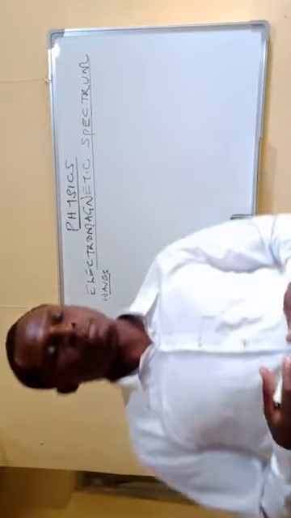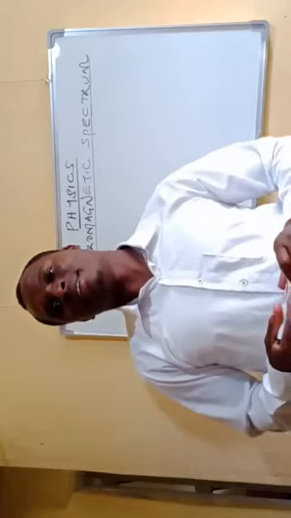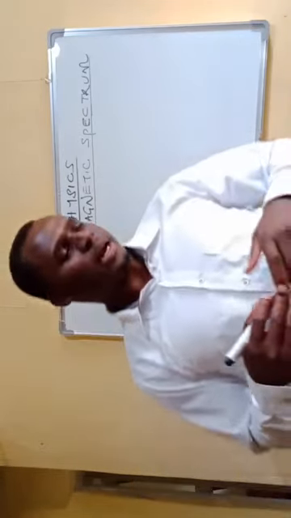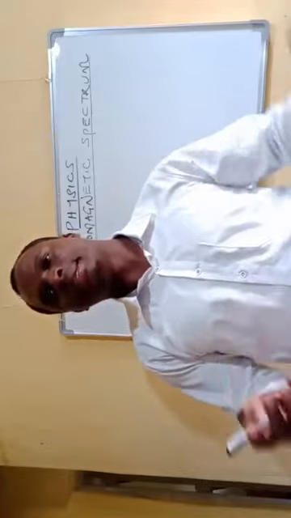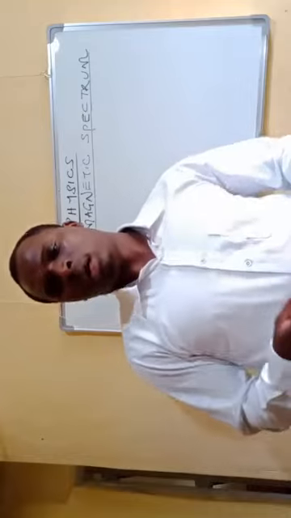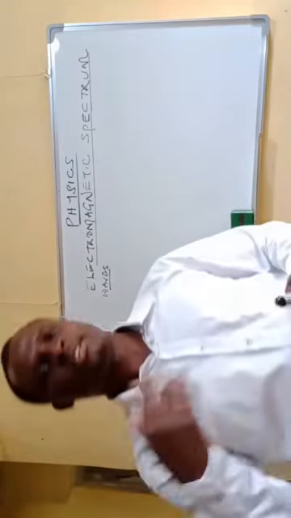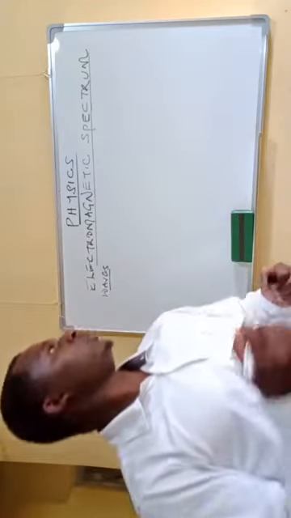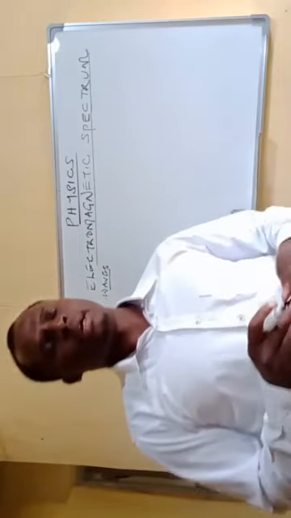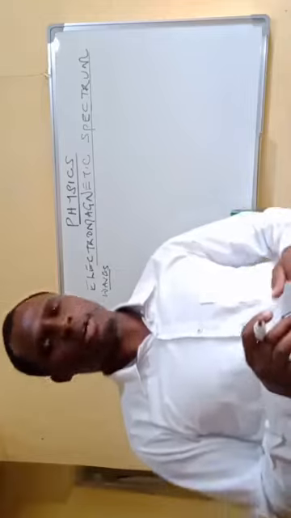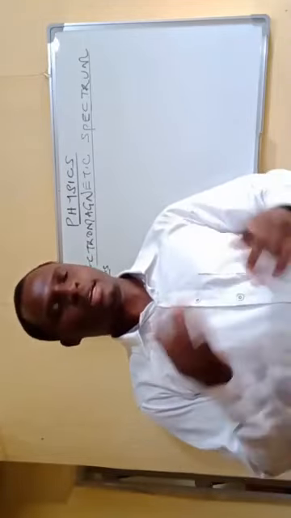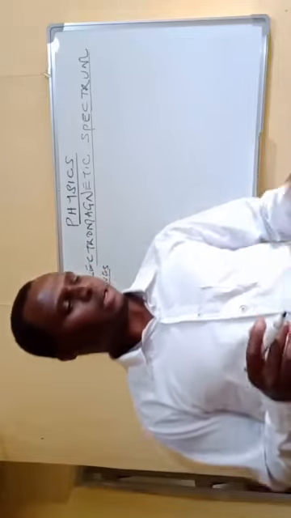Now, electromagnetic spectrum is a transverse wave that is usually produced as a result of oscillating magnetic and electric fields. Now, from our Form 2 waves, I want us to just go back to Form 2 so that we define wave, and then we look at a few properties of wave before coming to electromagnetic spectrum. Because we need that knowledge so that we can understand more about all these waves in electromagnetic spectrum.